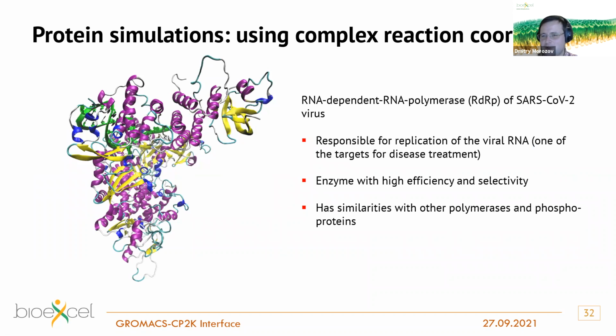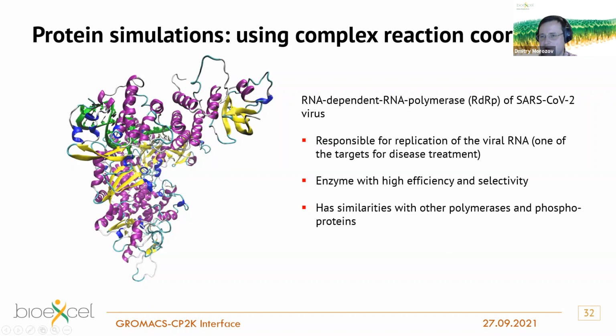Because it's an RNA-containing virus, it has to replicate its own genetic material, which is RNA. And for that, there is a specific enzyme called RNA-dependent RNA polymerase, which replicates the RNA sequence. It's one of the main targets nowadays for the treatment of the disease itself, because if you block this enzyme, of course, the virus can no longer replicate itself. So it's a high selectivity and efficiency enzyme.